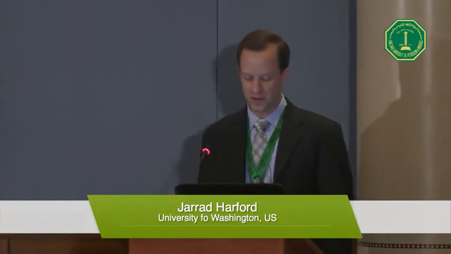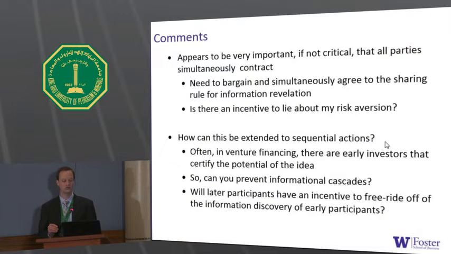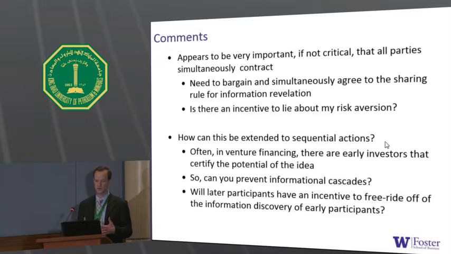Okay, a few extra comments about the model. It appears that it's important, if not critical, that all parties are simultaneously contracting, because you need to see what contract people are willing to accept in order to extract their information. So that seems to be critical in the model. The only thing that nobody has any incentive to lie about is their signal. But the profit sharing rule depends on the risk aversion.